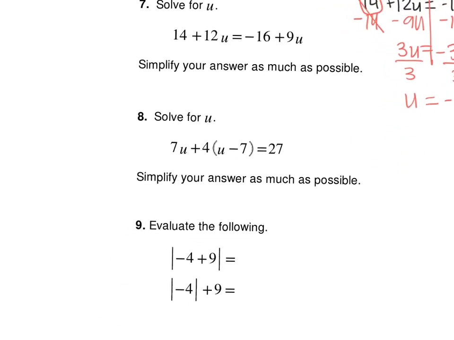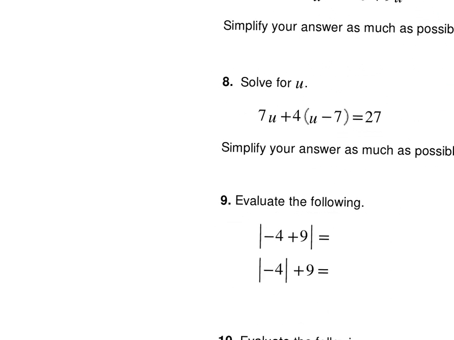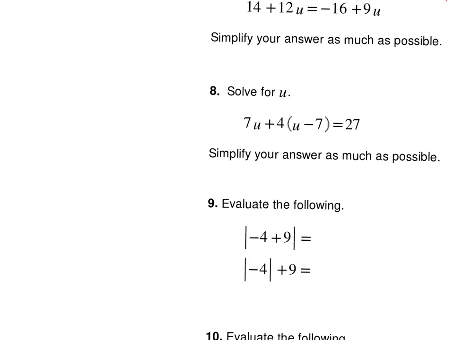Now we're down here on problem 8. I'll do the work on problem 8 on the left side over here. We have 7u plus 4 times the quantity u minus 7 equals 27. First thing here, I'm going to distribute. Remember, don't call me after midnight. It's another one of our notes we had. We had distribute, combine like terms, move the variable.